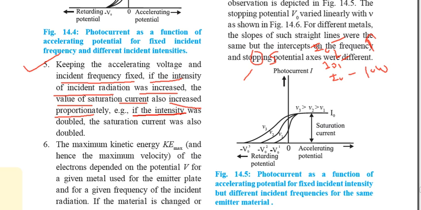Okay, if the intensity was double, the saturation current is also double. When the intensity of light will increase, means it is double, then at that time the value of saturation current is also double. Means in short, the intensity of light is directly proportional to the saturation current. If the intensity of light goes on increasing, the saturation current also goes on increasing.